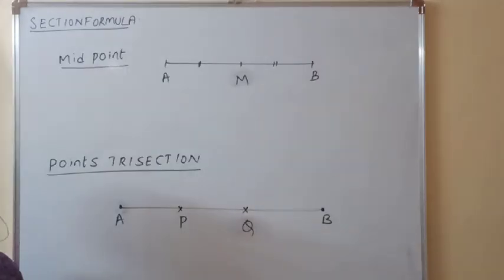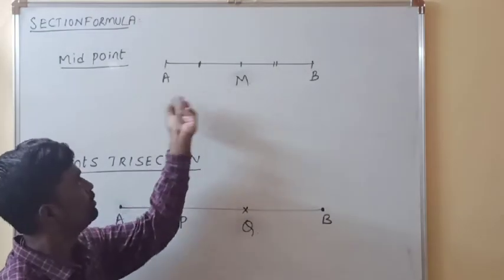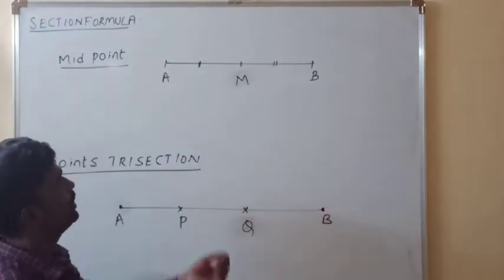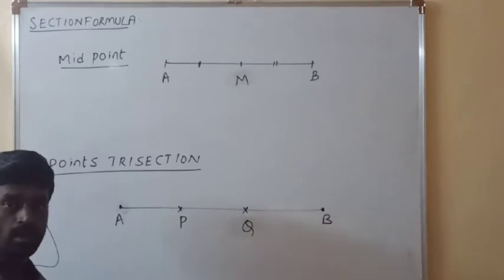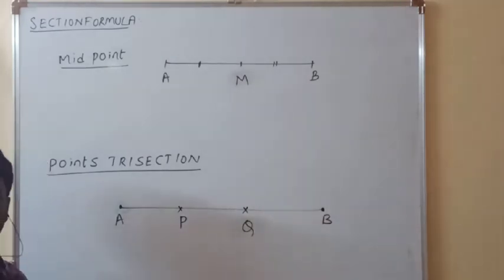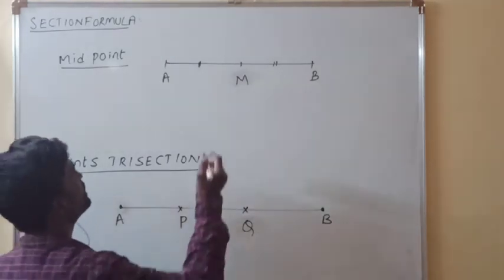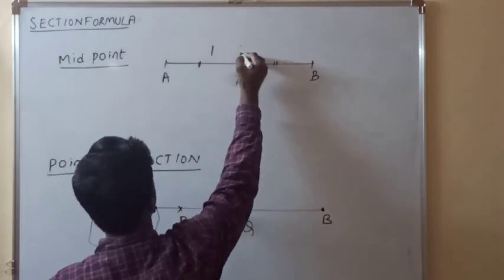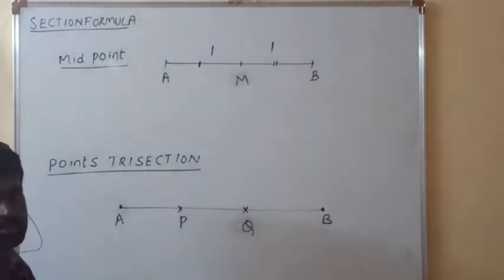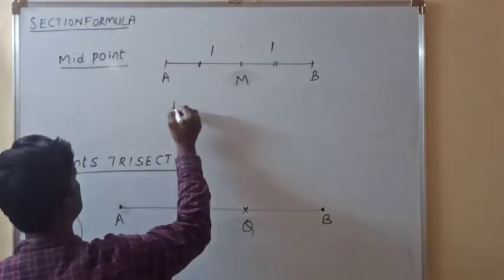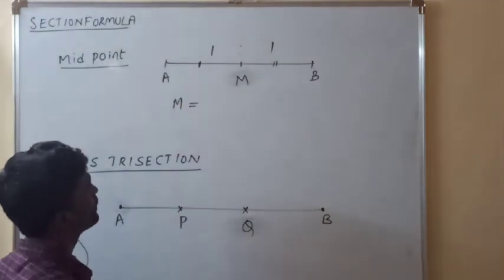So next, look at two special cases, midpoint formula and points of trisection. Suppose M is a midpoint of the segment AB, automatically AM length is the same as MB length. That means AM by MB becomes 1 by 1. That means the ratio becomes 1:1. Here m is to n becomes 1:1. So the coordinates of M becomes what?